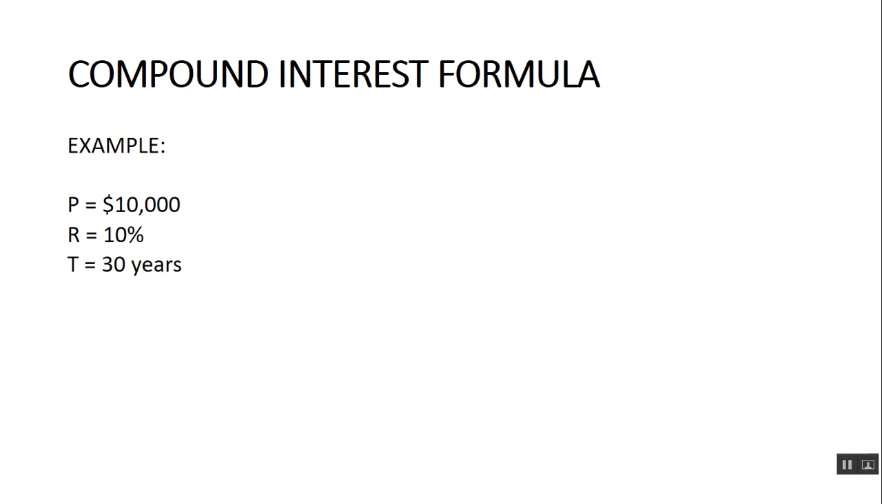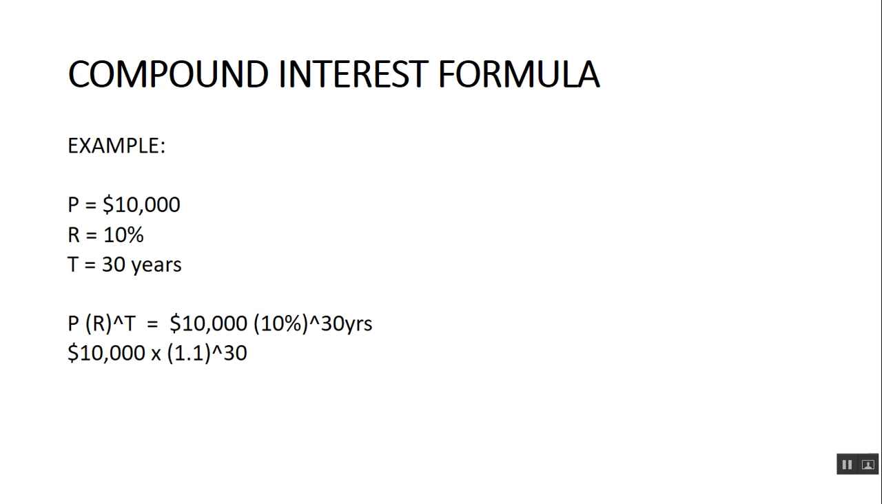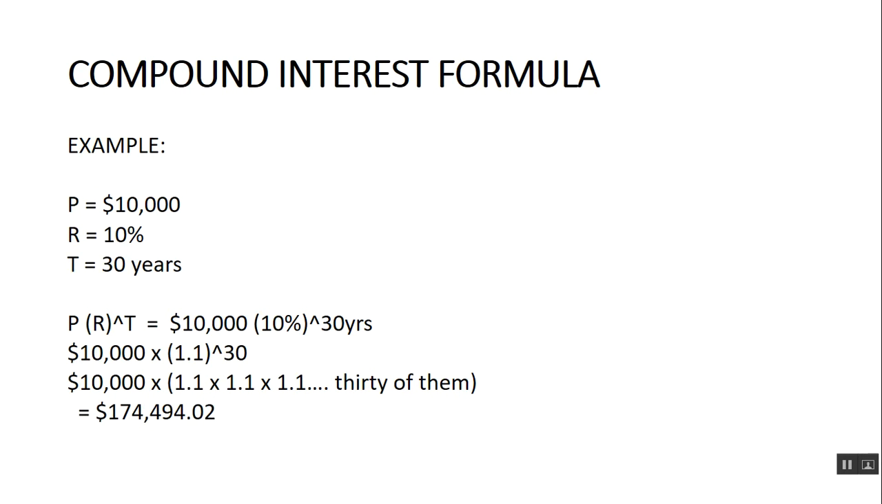Here we have an example. Let's say you have $10,000, earns 10% per year, 30 years. How much money do you have in 30 years? Plug the numbers in, you get $10,000 times 1.1 to the exponential power of 30, and that would be 10,000 times 1.1 times 1.1 times 1.1, and there'd be 30 of those. That's what that exponential number means, how many of the numbers there are being multiplied, and you would get a final answer of $174,494.02. So that would be pretty good.